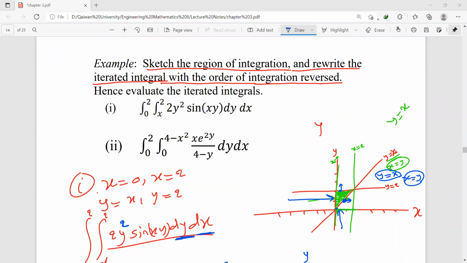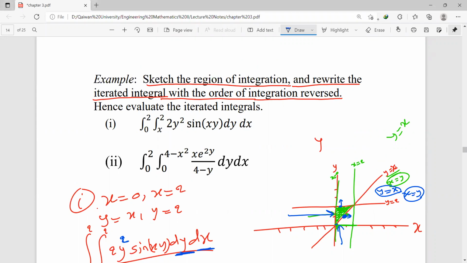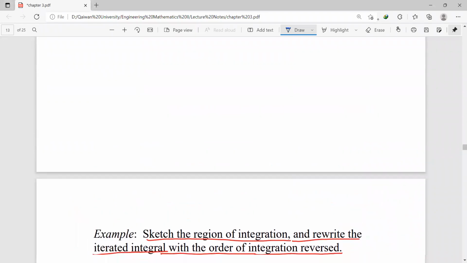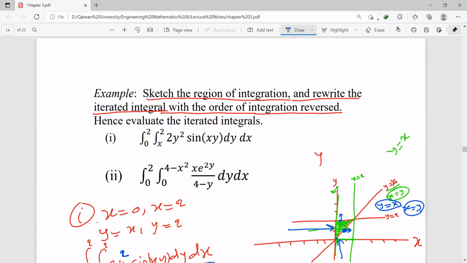In the previous lecture, we talked about double integrals and solved some examples. Here, in this example, we have two double integrations. We are asked to rewrite the iterative integral with the order of integration reversed. That means, in the first one, it's given as dy dx, so you should first integrate with respect to y and then with x.